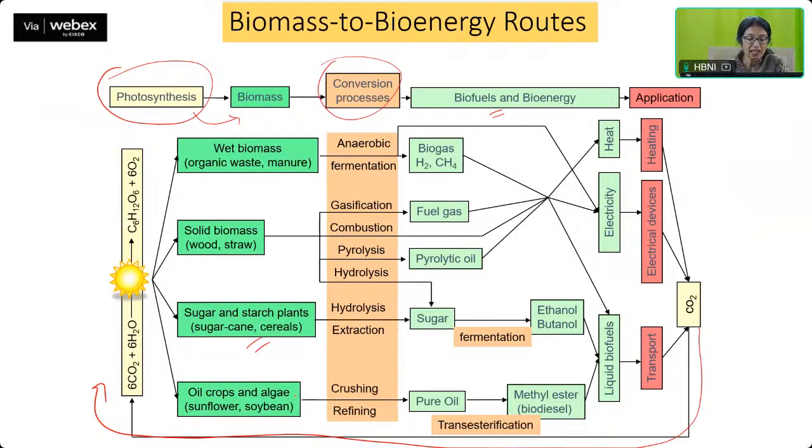You have oil crops and algae like sunflower and soybean, which you can crush and refine, and you can get a lot of pure oil. Then you use a chemical conversion process like transesterification. You get methyl ester, or biodiesel. And with this biodiesel, you are getting liquid biofuels, which can be used for transport. So in this one slide, you can see the different biomass which can be used, the different conversion processes you can use, and the kind of product you're getting and their applications.